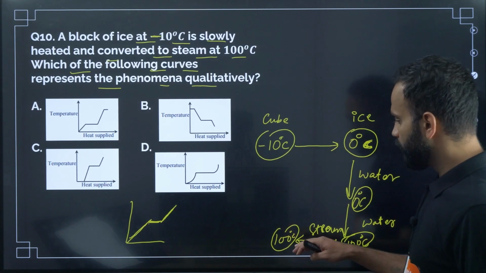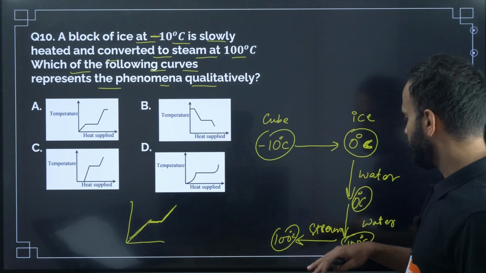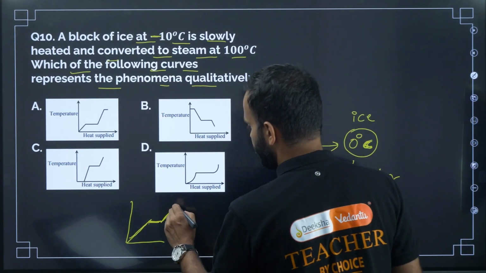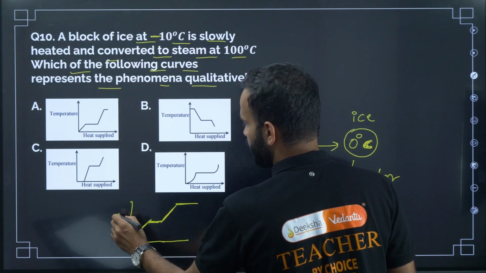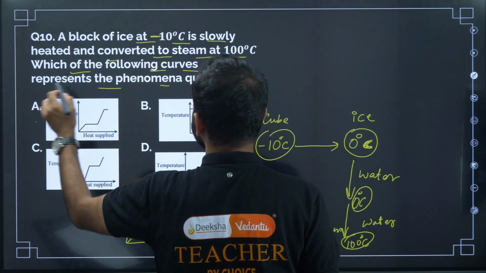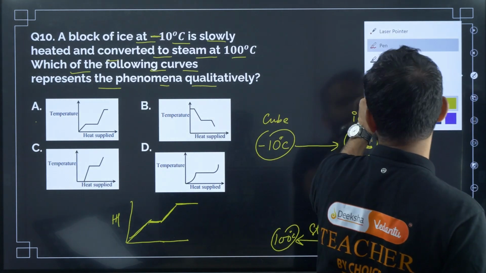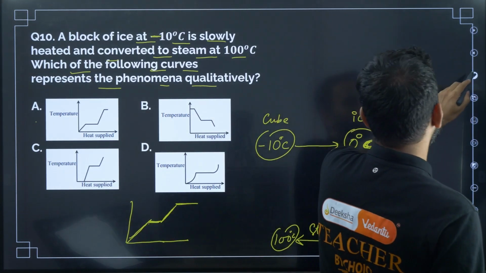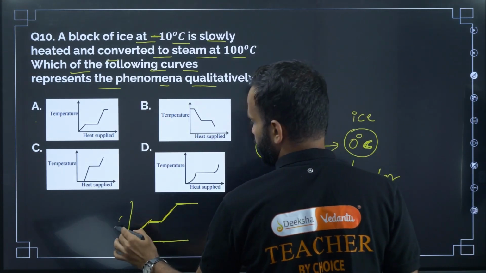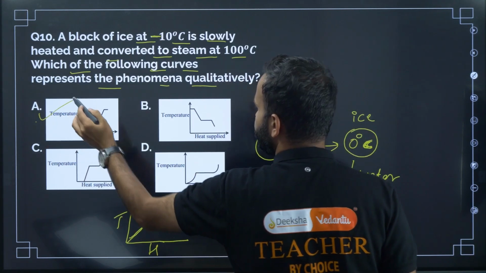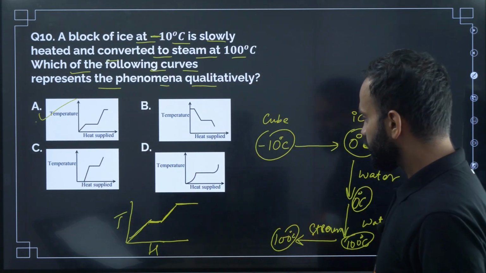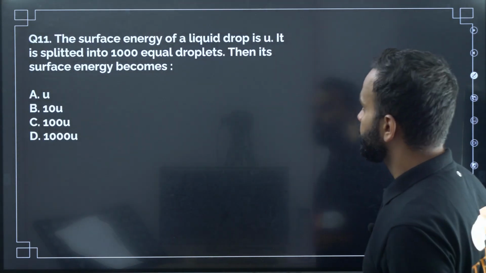As you increase the temperature, what happens? It will start to vaporize, right? Like this. So this is temperature and heat supplied. So this is the graph. So the correct graph is A. Okay. Next one. Question number 11.